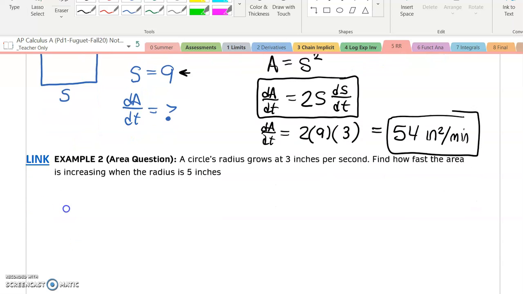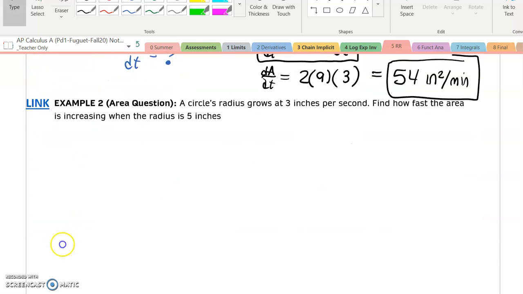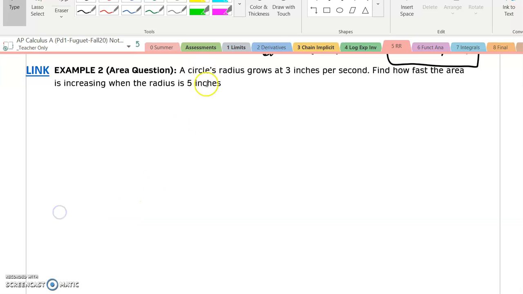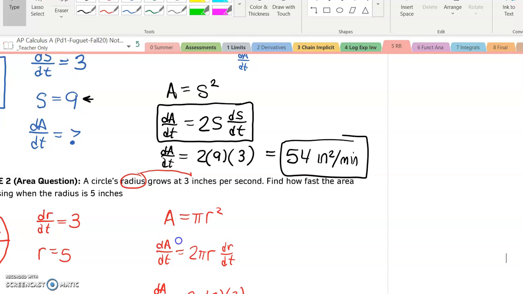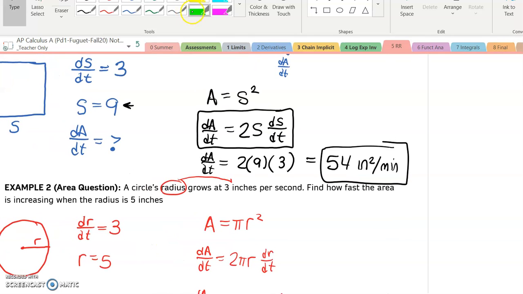All right. So why don't you take a moment after looking at this first example, and I would like you guys to pause this video and try example 2. In this case, we're looking at the area of a circle instead. Okay, welcome back. And here's our answer. We got 30 pi square inches per second. We didn't talk much about the units. I sort of just wrote them out without talking about it in the last example. But keep in mind that we were looking for the area with respect to time.